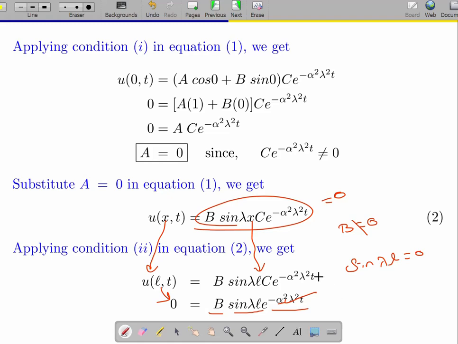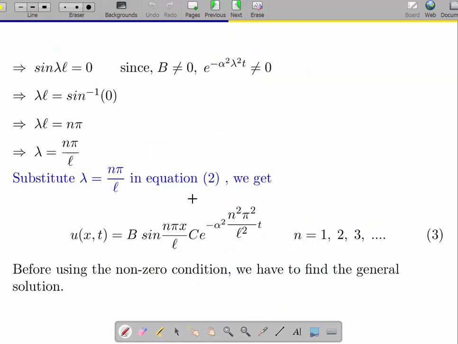Suppose sine lambda l is 0, then the solution is not affected. So we conclude that sine lambda l is 0. I bring the sine to the other side, and we get sine inverse of 0, which is nothing but n pi. We need to find lambda. Bringing l to the other side, we get lambda is equal to n pi by l.